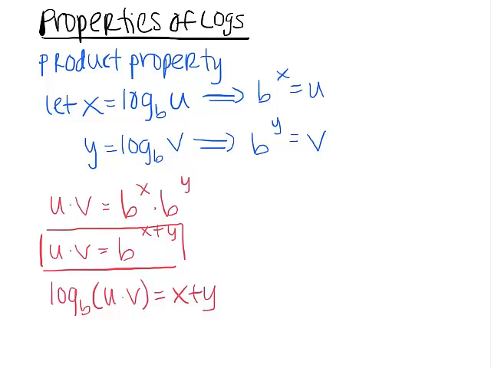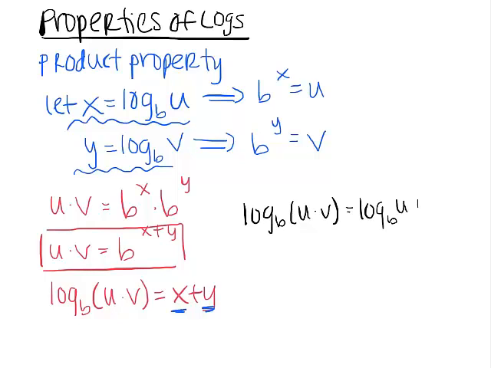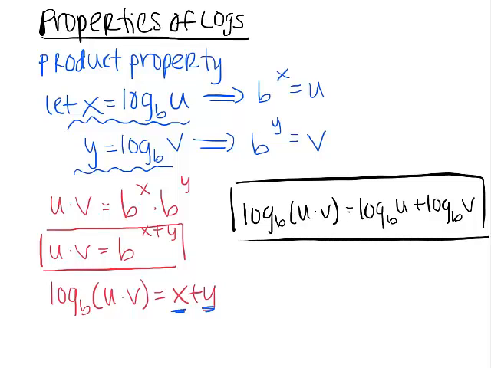And then I'm going to take this x here and this y right here and replace it with what I started with, and that's going to give me the product property. Log base b of u times v equals log base b of u plus log base b of v. Okay, so there is my product property. If I have two logs being added together and they have the same base, then I can condense them down to make one log using multiplication.